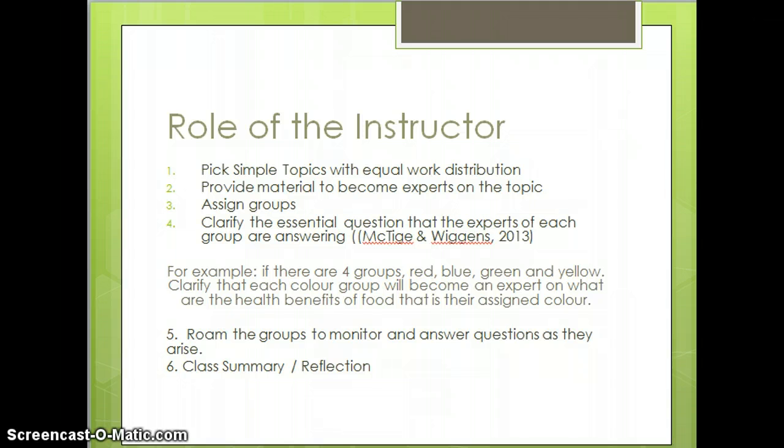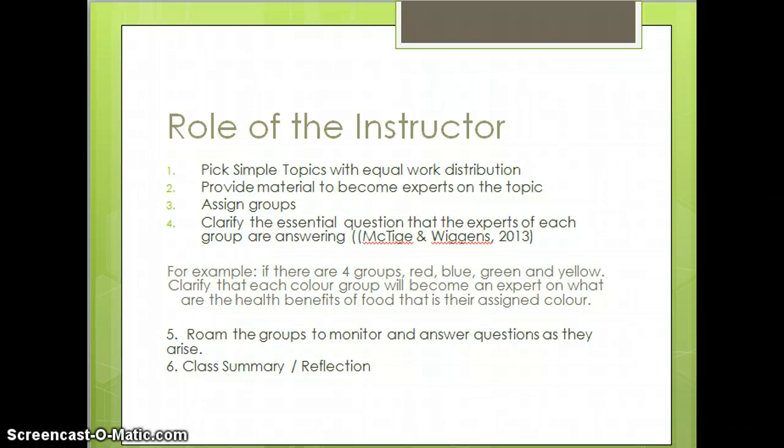allowing time for the learners to retain that information, and then of course be able to discuss it with each other in their group. So for example, if there's 4 groups, red, blue, green, and yellow, it's important that the instructor really clarifies that each color group will become an expert on what the health benefits of food is for their assigned color. That way it gives them guidance, gives them the question that they know they have to answer, and they're able to use that as a starting point.